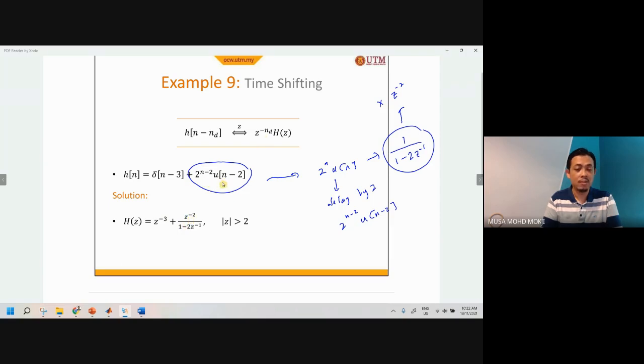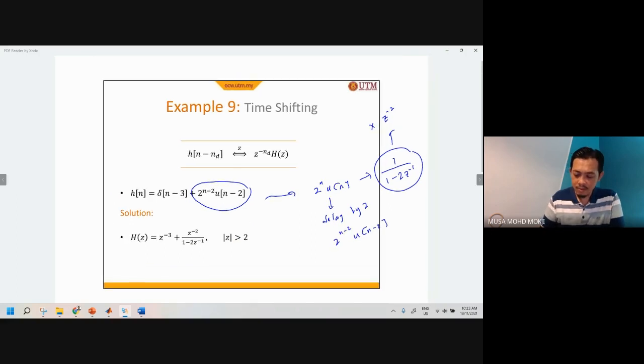So the solution is very straightforward. And the ROC is still the same: z greater than 2, because this is the alpha, and the alpha is 2. So time shifting doesn't really change the ROC. And you can use this to solve the quick quiz.